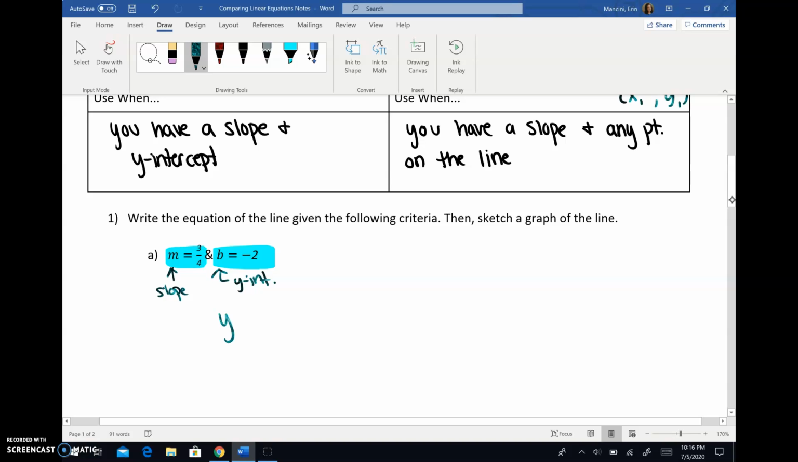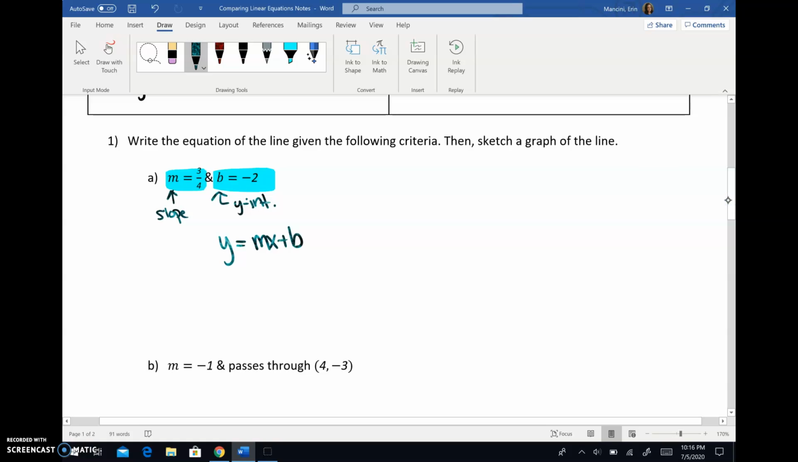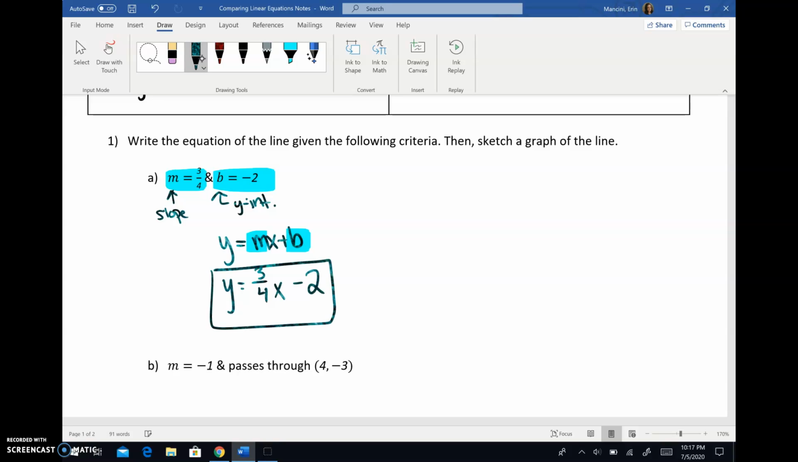Next, I write down the form of the line I want to write the equation for: y equals mx plus b, because then you can easily plug in what you see. M goes here, b goes here. You substitute those values in. This is not so bad. 3/4 is m, and that always goes in front of the x. B is -2, so you can write plus -2 or just -2, which means the same thing. Then you have the equation of your line.